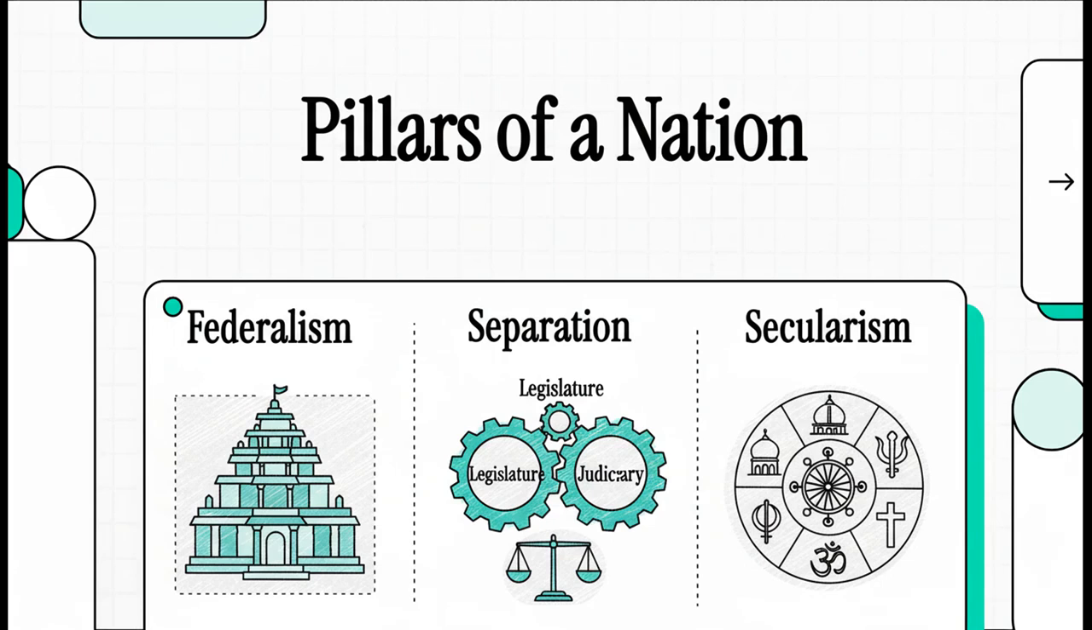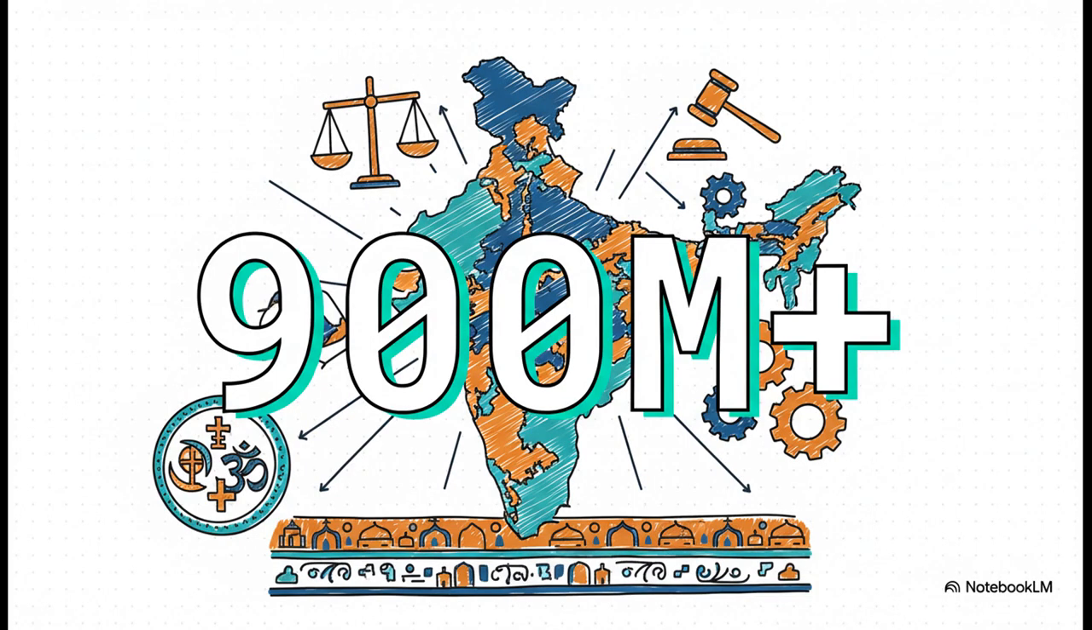Today, we're diving into the blueprint for the world's largest democracy, the Constitution of India. This one single document is the ultimate rulebook for a nation of incredible complexity, and we're going to break down just how it works. And just to give you a sense of that scale, take a look at this number, over 900 million. That's how many people could vote in India's 2019 general election. It's a mind-boggling figure, and it really highlights the massive challenge of governing a country like this.